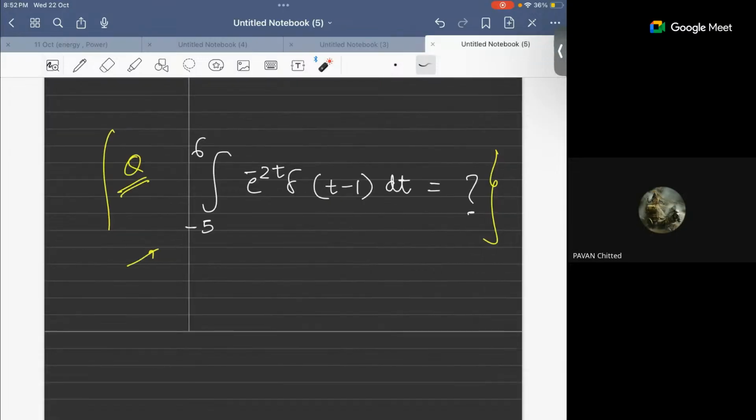Now you solve this question. You just have to solve this. Now you know that this is f(t), this e to the power minus 2t, multiplied with a delta function, the upper limit is 6 and the lower limit is minus 5. The delta function is defined at 1, and 1 is included here, right? So all the properties will be applicable. If this was something like 5 to 6, what would have been the value? 0.